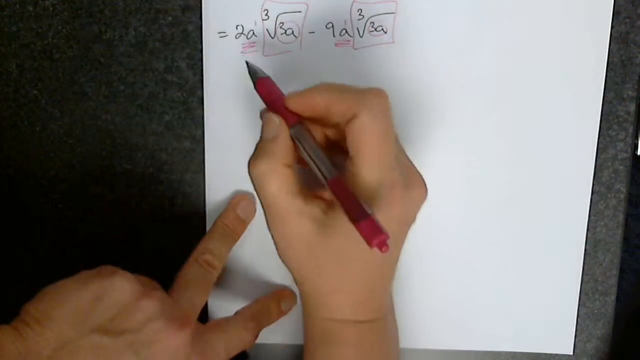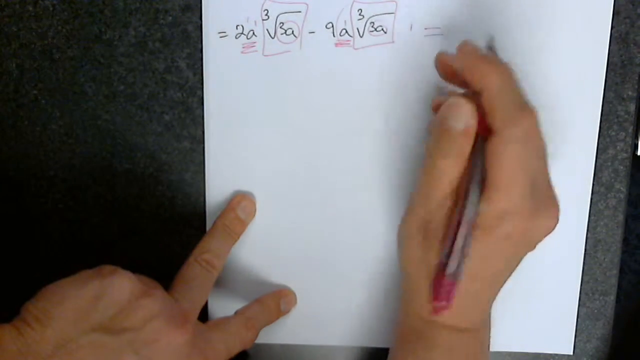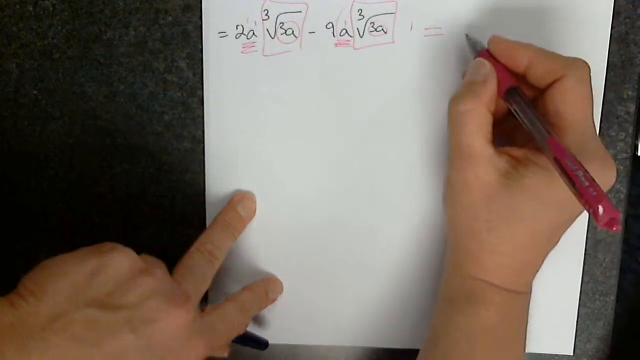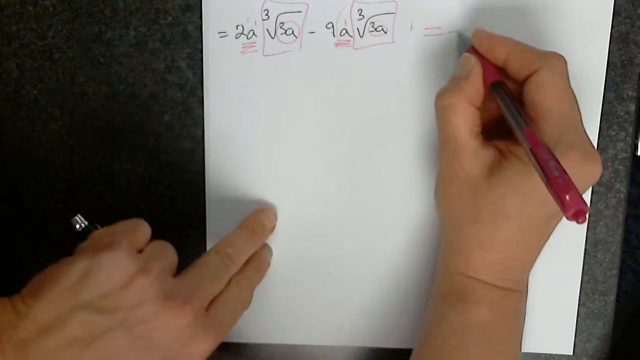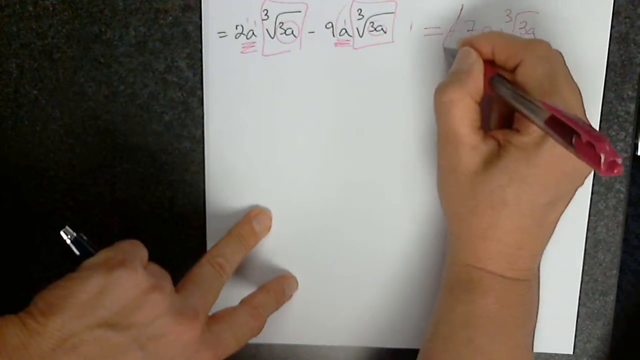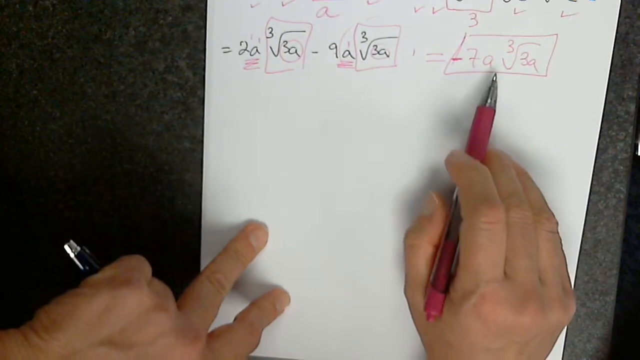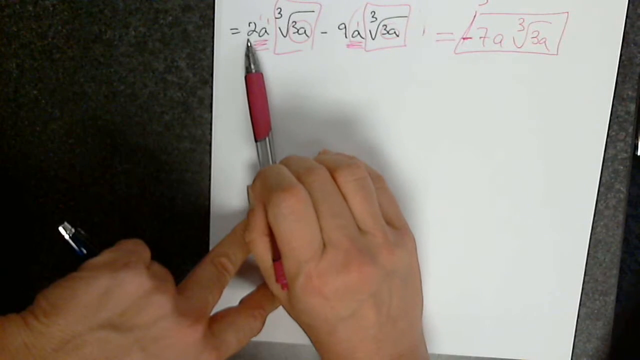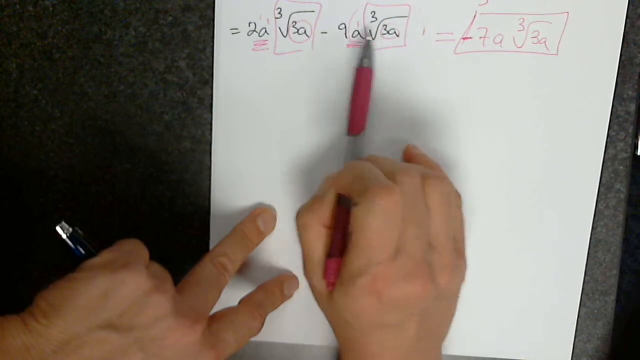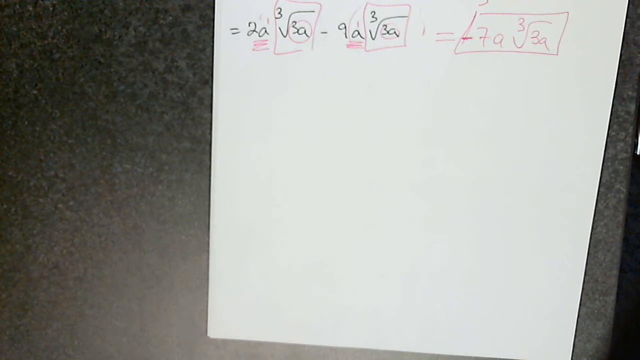So now I can say 2 apples minus 9 apples? And the answer is? Sign? Very good. Negative 7a, the cube root of 3a. Wouldn't they cancel out? Say it again. No, this is like saying 2 apples minus 9 apples is negative 7 apples. Thank you. If you have any questions.